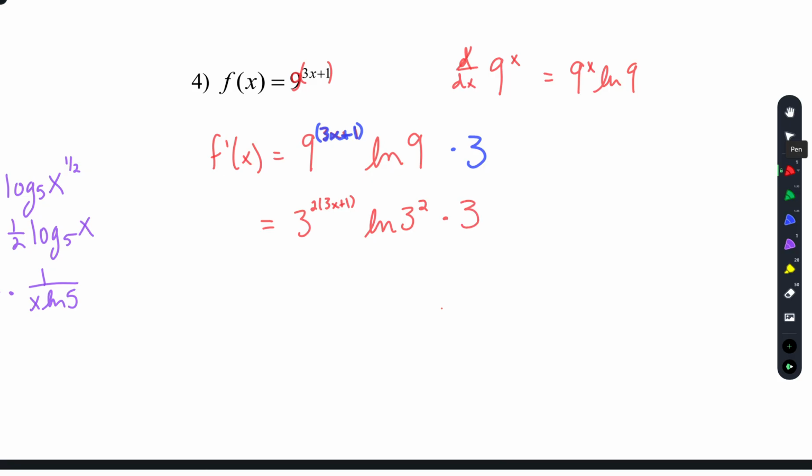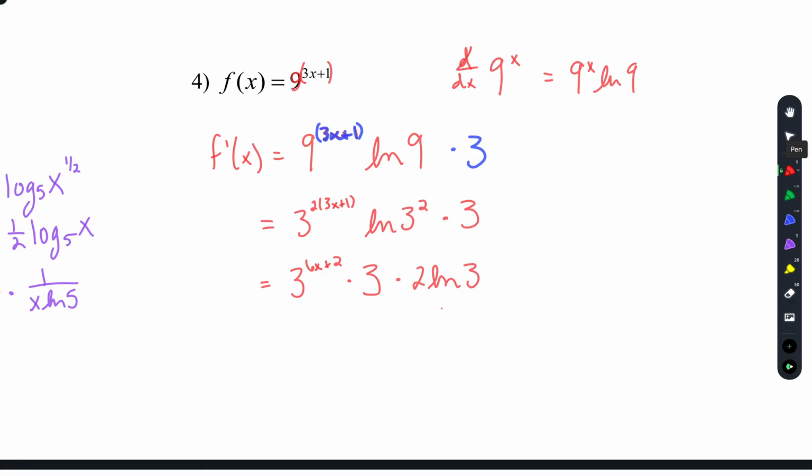Do you know what I mean? And they can really mess with you. Okay, so if they're feeling extra evil, just keep in mind that this would be 6x plus 2, but then you still got another 3 going on. And then you can rewrite this as 2 natural log 3. And I can still keep going.